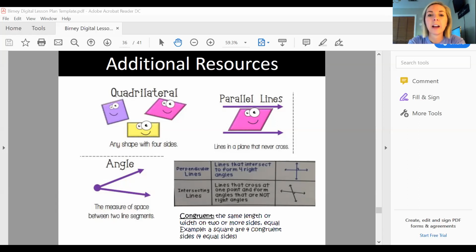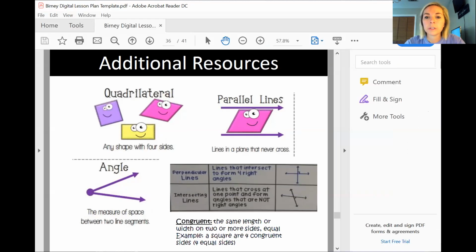So quadrilaterals. Oops. Let me close out and start over.